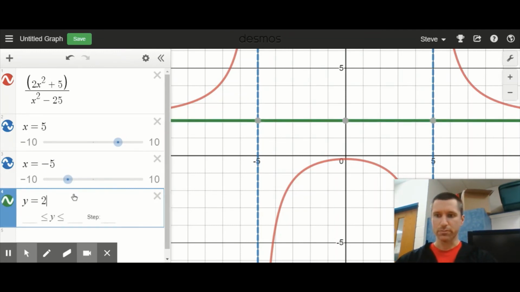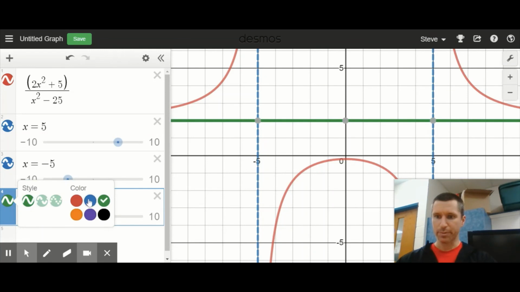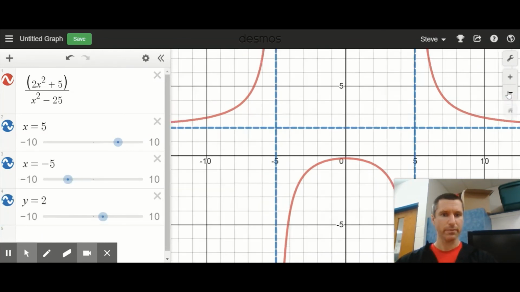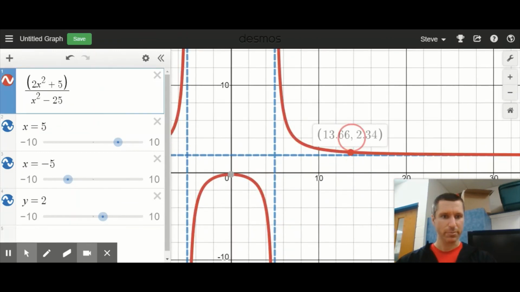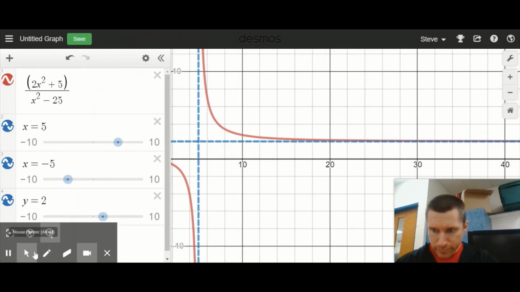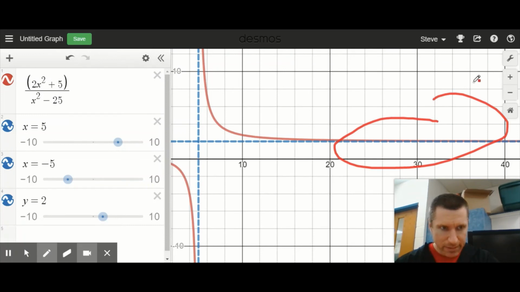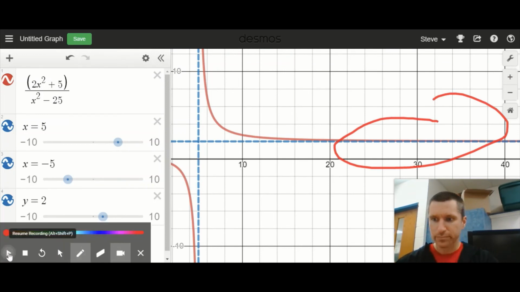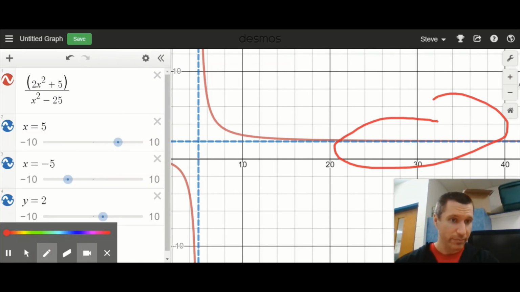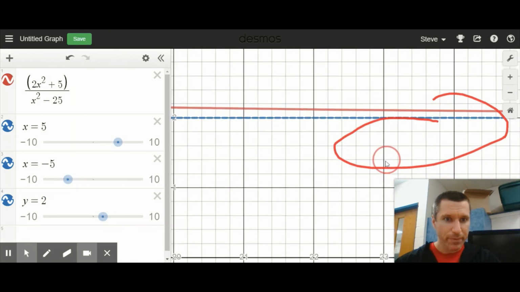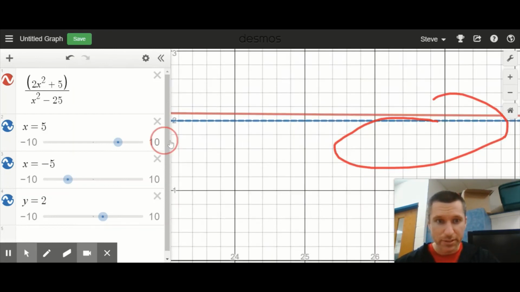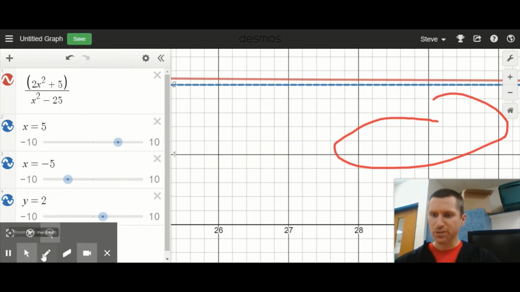Number 4, horizontal asymptote. y equals 2. You got to be dashed. I can't really tell, so let's zoom out. Is it approaching? Survey says yes. If you were to zoom in right there, yeah, it's approaching.